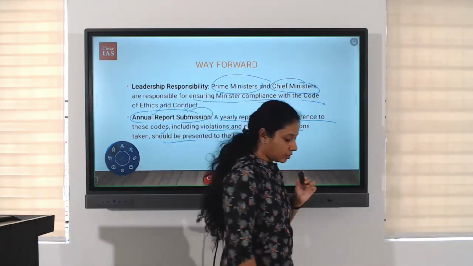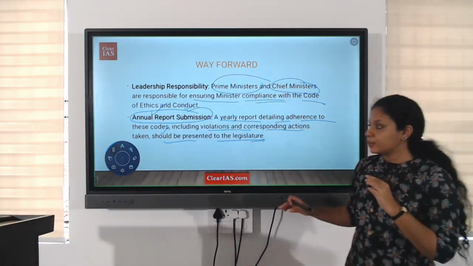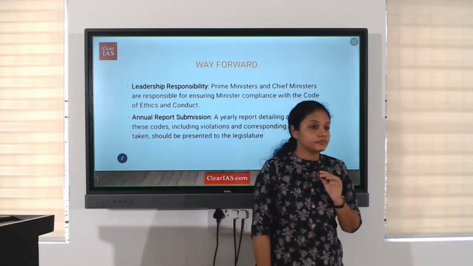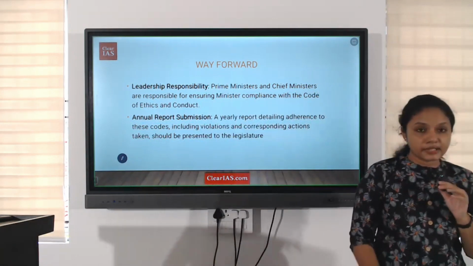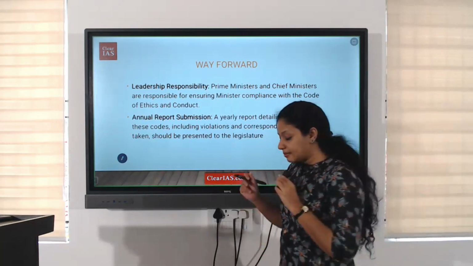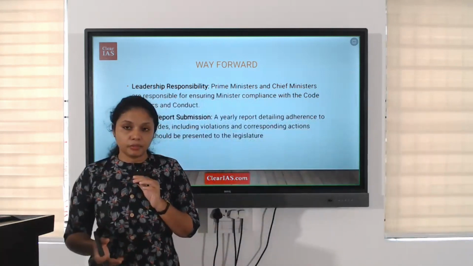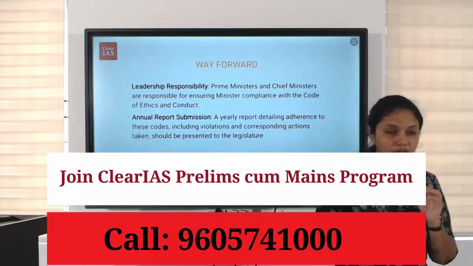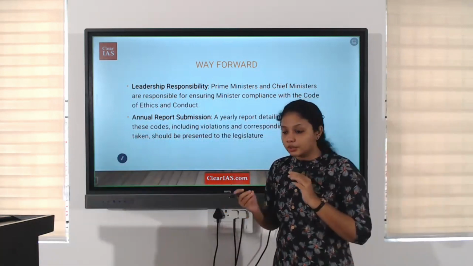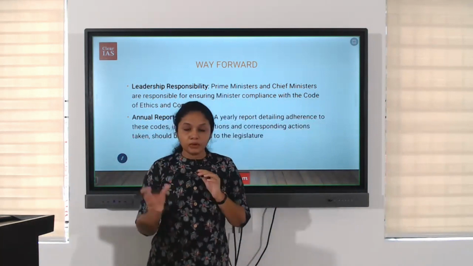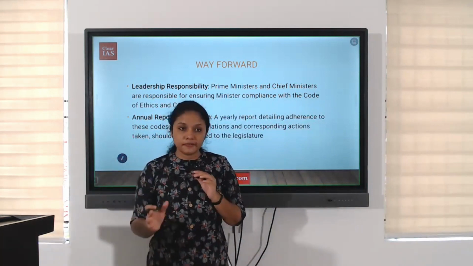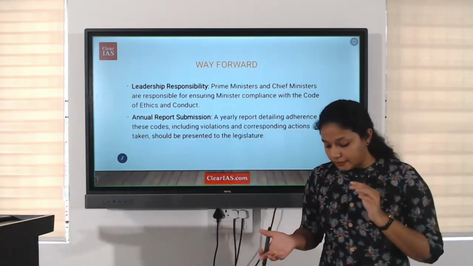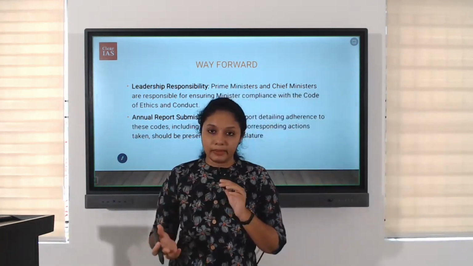Clear? Okay. Some of the way forwards: first one is declaration of interest by the members of the House. Second one is the second ARC commission report, which speaks of the ministerial code of ethics. Next one is that there should be separate units constituted by the PMO and the Chief Minister's office for analyzing whether the ethical code of conduct and a model code of conduct is fulfilled by the ministers in case of public complaints.